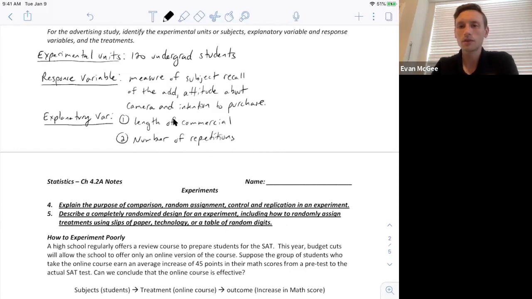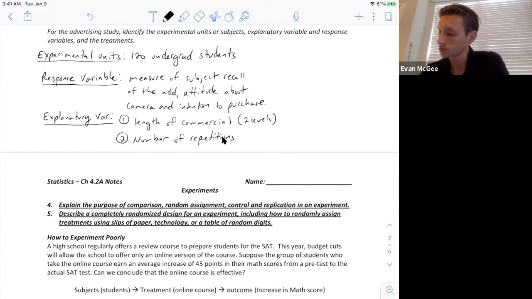When we're thinking about length, there are 2 levels of the length because the commercial could show for 30 seconds or 90 seconds. The number of repetitions was 1, 3, or 5 times during the program. So there are 3 levels.